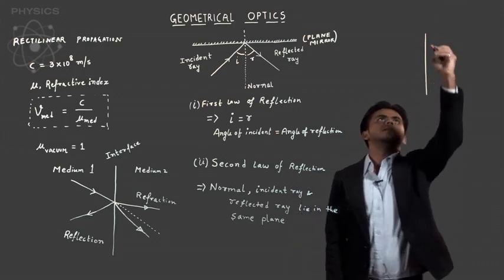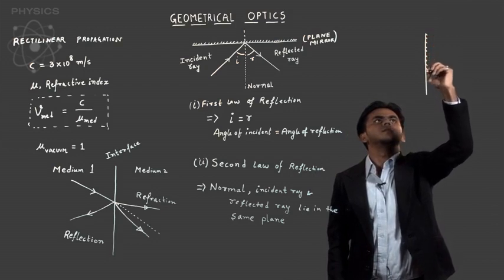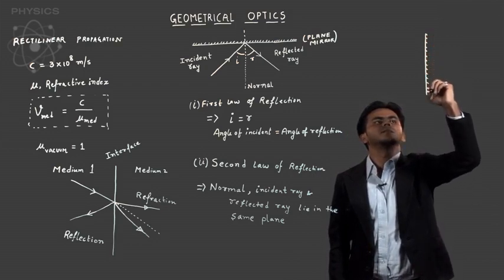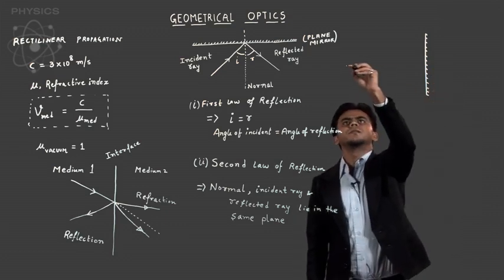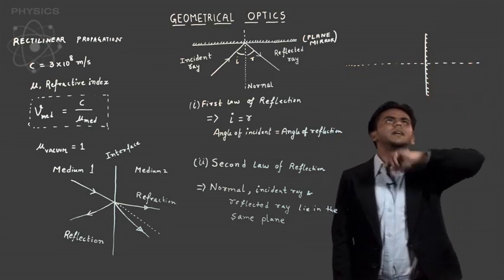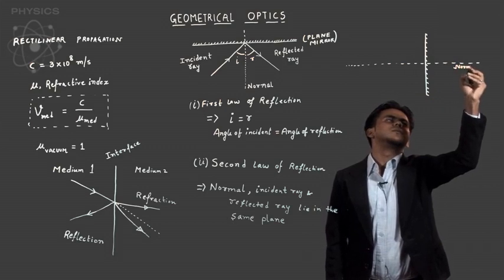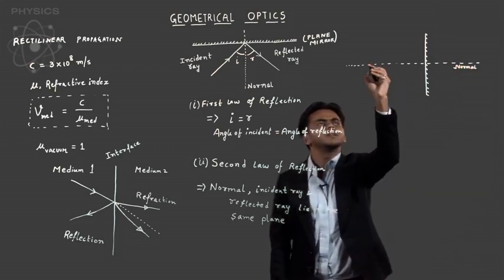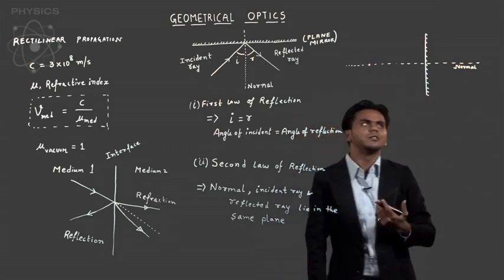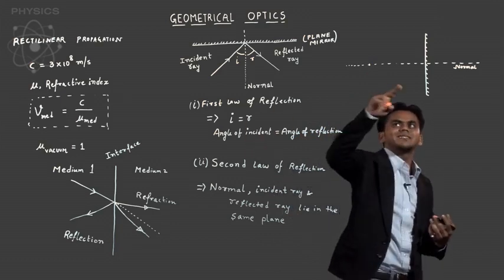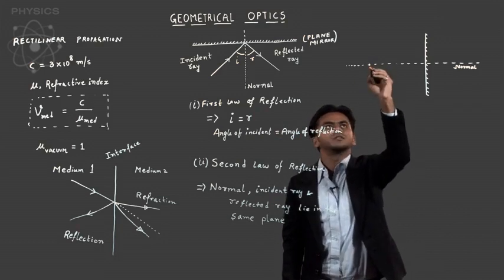this is your plane mirror, right? If I draw a perpendicular line to this plane mirror, this becomes my normal. If there is an object situated over here, basically I have constructed the normal taking the object as one of the points, or the normal has to pass through this object. This is my object.